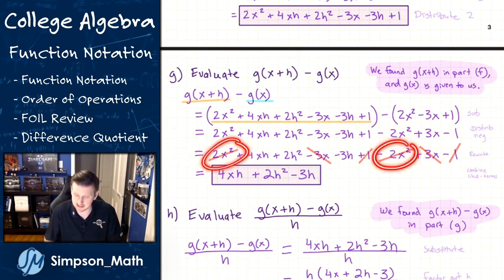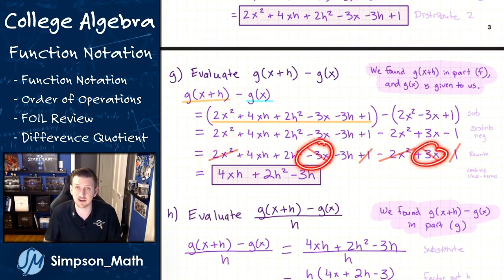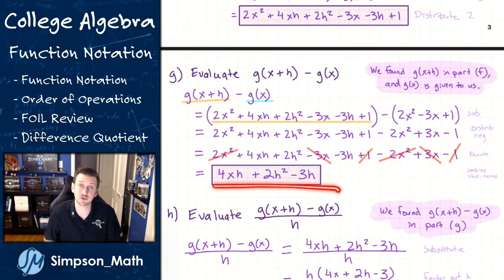So, like I said, negative 2x squared and positive 2x squared, bye-bye, they go to zero. Negative 3x and a positive 3x, bye-bye, they go to zero. And plus 1, minus 1, bye-bye, they go to zero. So we end up with 4xh plus 2h squared minus 3h.